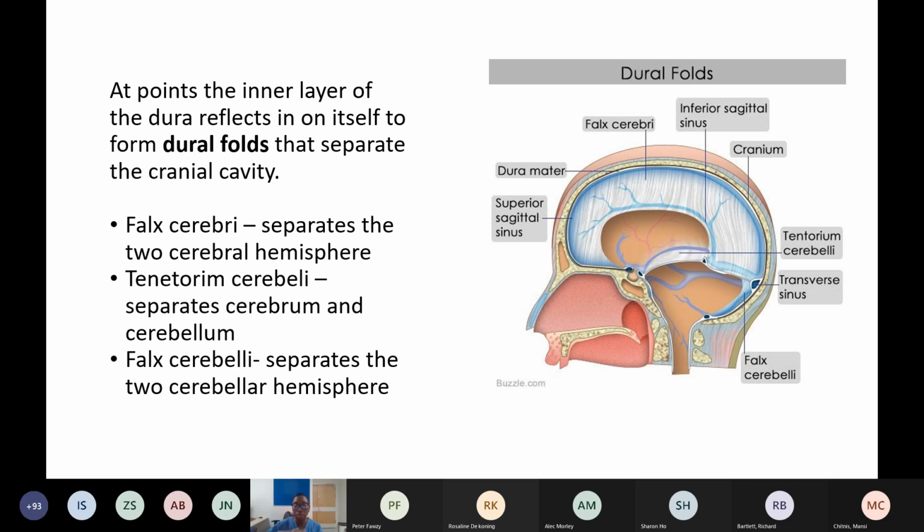We'll be looking at both the venous drainage and arterial supply of the brain. And of these two dural layers that we've talked about, the innermost layer reflects in on itself to form dural folds that are a different way of separating the cranial cavity. So in this picture here, we can see the three main dural folds. We've got the falx cerebri here, and this separates the two cerebral hemispheres.